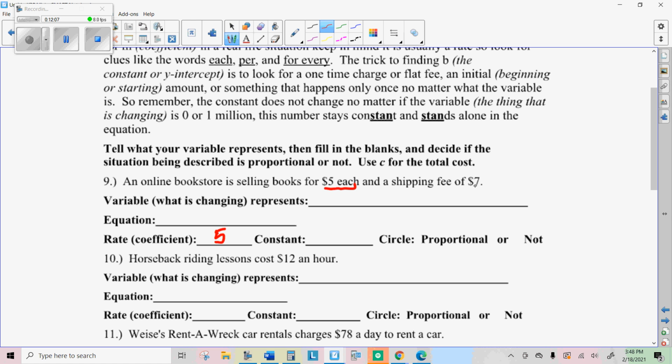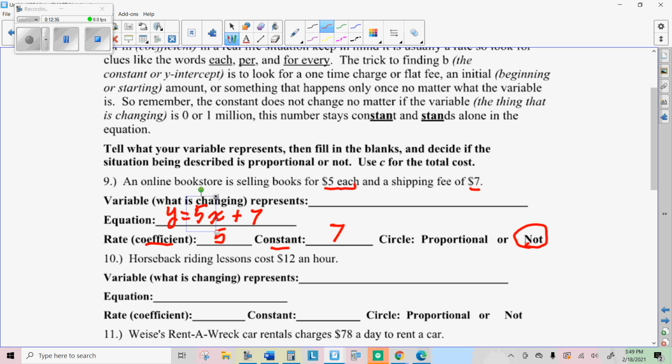The shipping fee you pay for all the books you buy, so you only have to pay it once. That's going to be your constant term. Since the constant term is not 0, this is not going to be proportional. But now that we know what the rate is, we can go ahead and write the equation, what the coefficient is. And the coefficient goes in front of x, and then we would add the constant, which is 7.